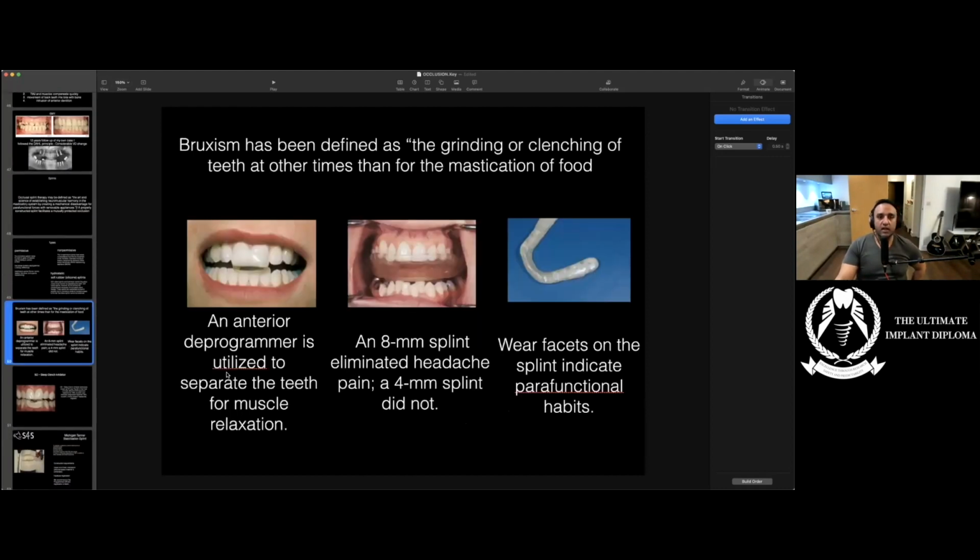Here we go. Anterior deprogrammers, they won't work on implants. 8 millimeter limited headache pain, they won't work on implants. Wear facet splints, which are very hard, are going to be difficult to put onto your restoration. If you're doing an acrylic hybrid with the bar, you don't want to put something more hard acrylic on it, because there's no need. So I just go for a soft one personally, one that covers all the restorations.